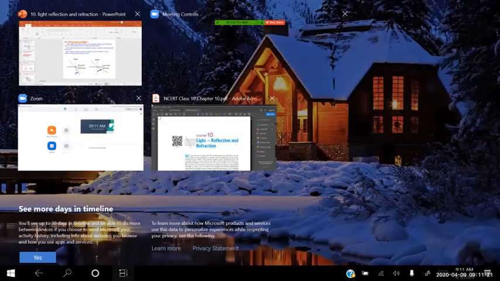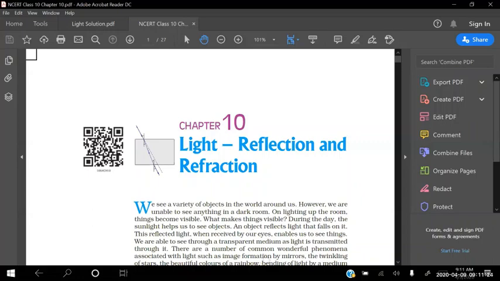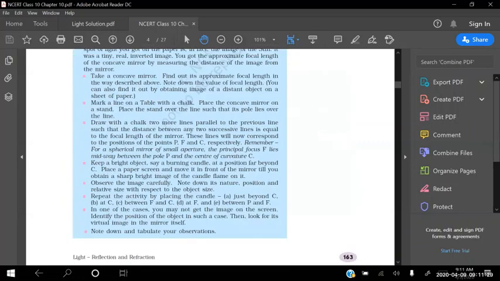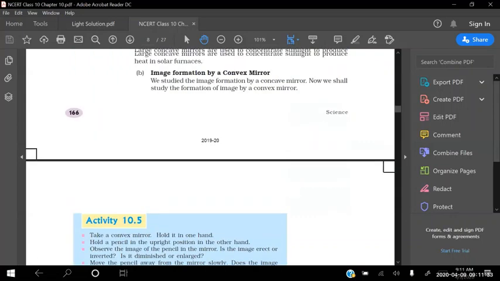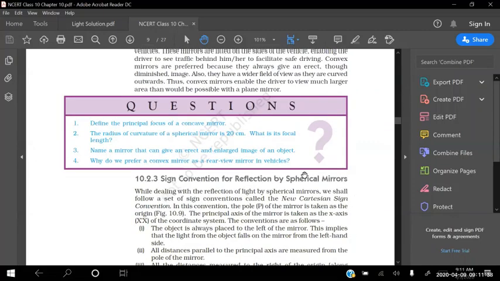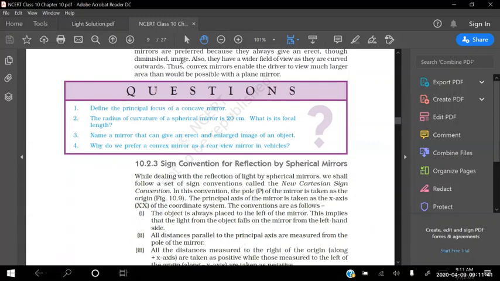So NCERT questions. Already actually we have done, but some of the questions we have done. So if you come to page number 168. Define the principal focus we have done. Radius of curvature in a spherical mirror is 20 centimeter. What is its focal length? Name a mirror that can be. So all these questions already we have done, but still radius of curvature is 20 divided by 2. That will be the focal length, 10 centimeter.